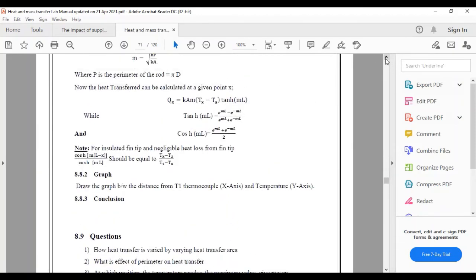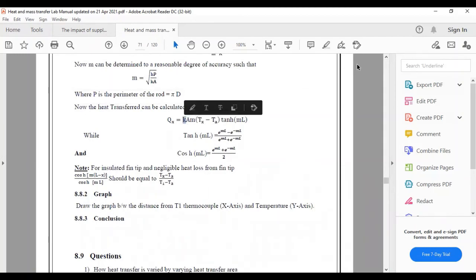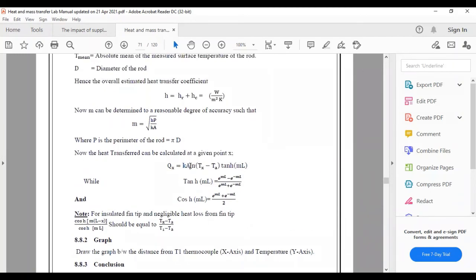K is the thermal conductivity, which is given. A is the surface area of the rod, which is also given. M we have already calculated from this formula. Tx is the temperature of the respective sensor. If you are calculating for sensor number 1 you will use T1, if for sensor number 2 you will use T2, and so on up to T8. Ta is the ambient temperature, basically T9, and then you will multiply this factor with tanh ml. M is known from this formula, and L is the length that is given.